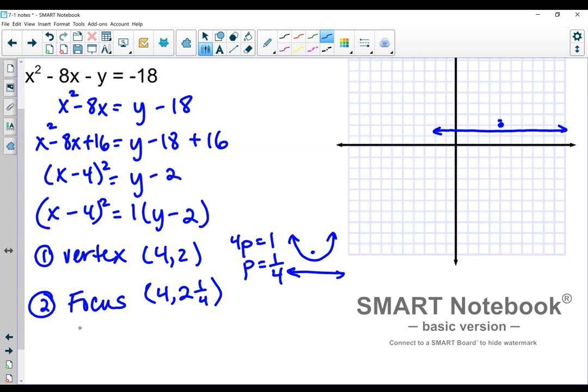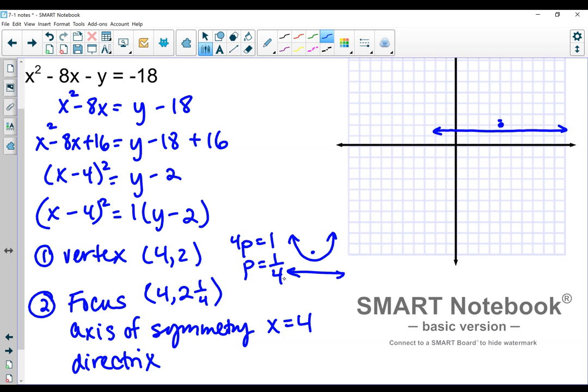My axis of symmetry, thankfully, is going to be easy. That's going to be a vertical line that my parabola would be symmetrical through. So that would be at x equals 4. And let's see, my directrix. So if P again is 1/4, my directrix is 1/4 unit down. So instead of at 2, it will be at 1 3/4. And that is a horizontal line, so it's y equals 1 3/4.